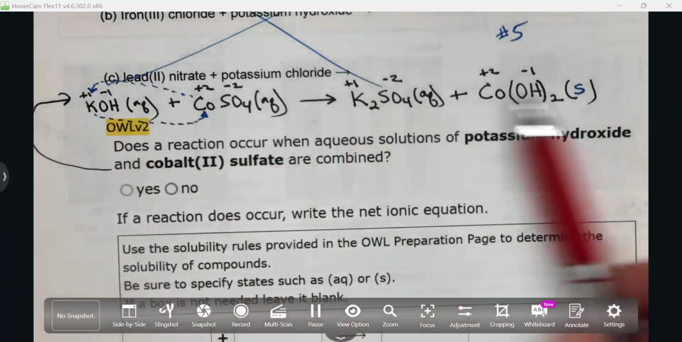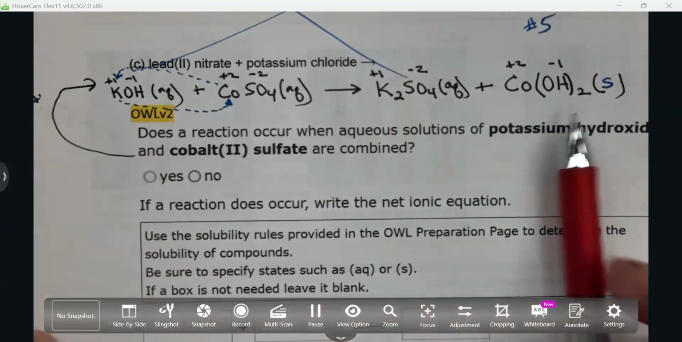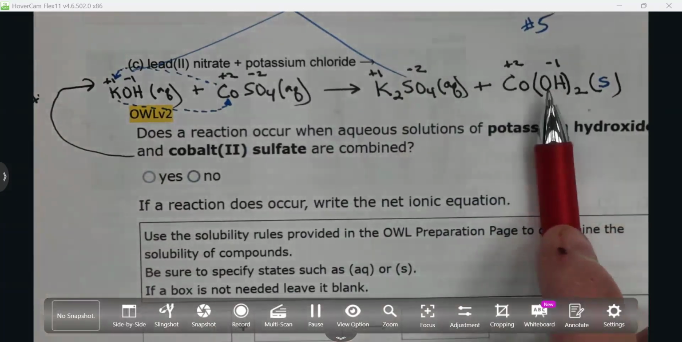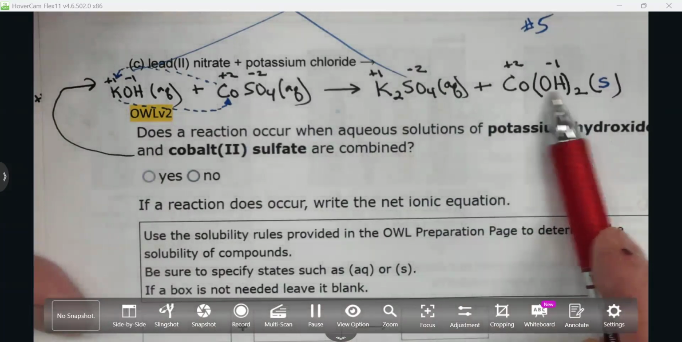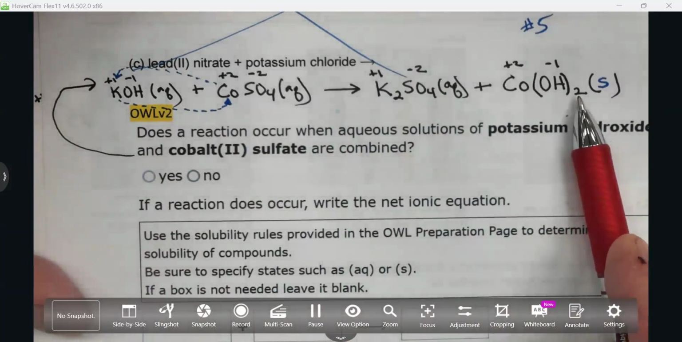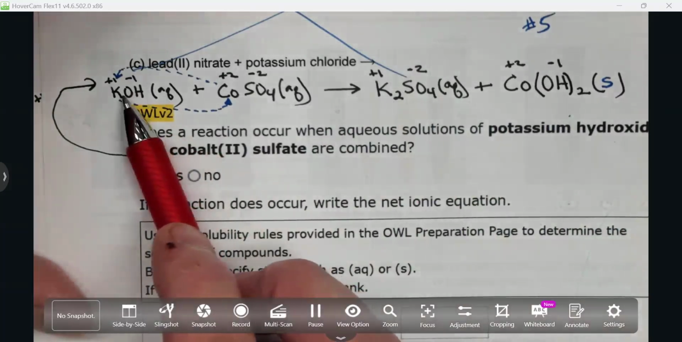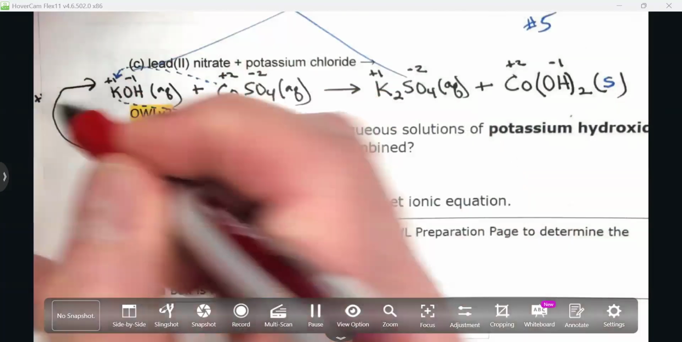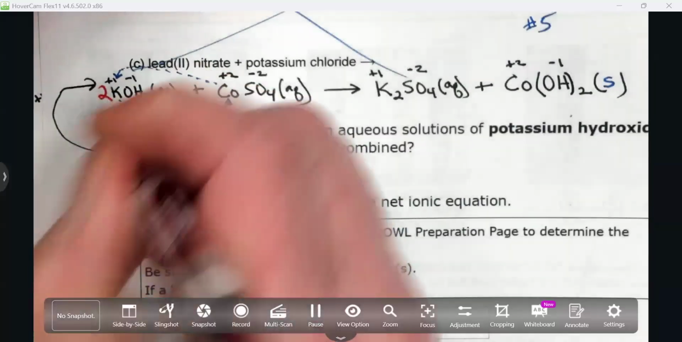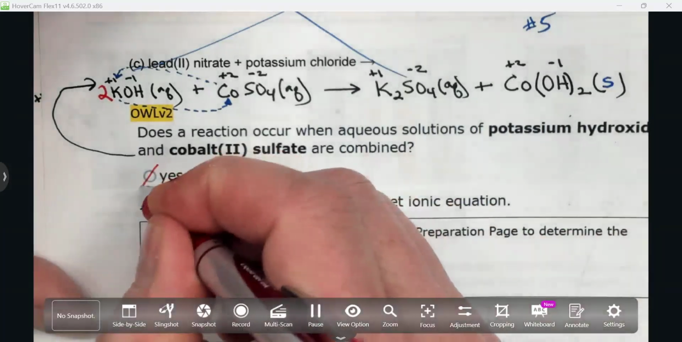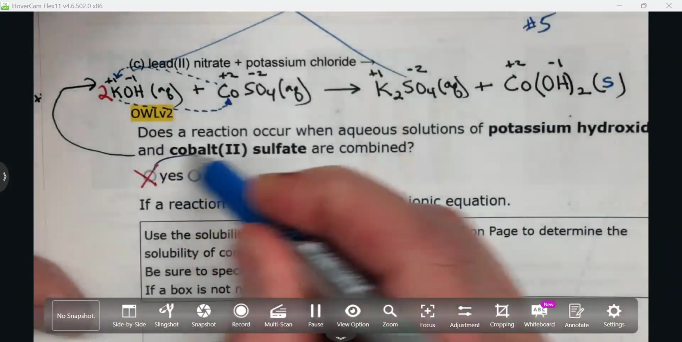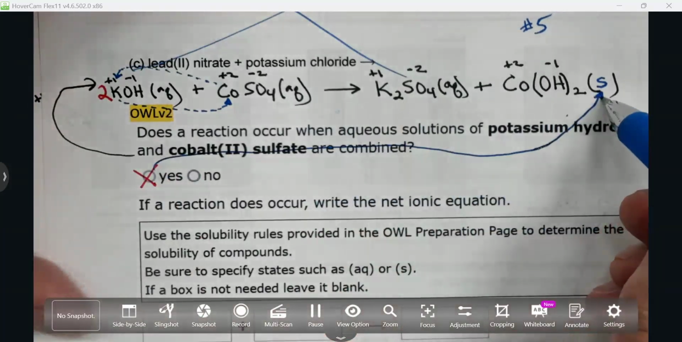Now we'd have to balance this. And I would look at this hydroxide here. This is where you'd want to start. You have 2 hydroxides here. There's only 1 here. So put a big 2 right here. And that's all there is to it. Is the reaction going to take place? Yes, 100%, because we've got a solid.